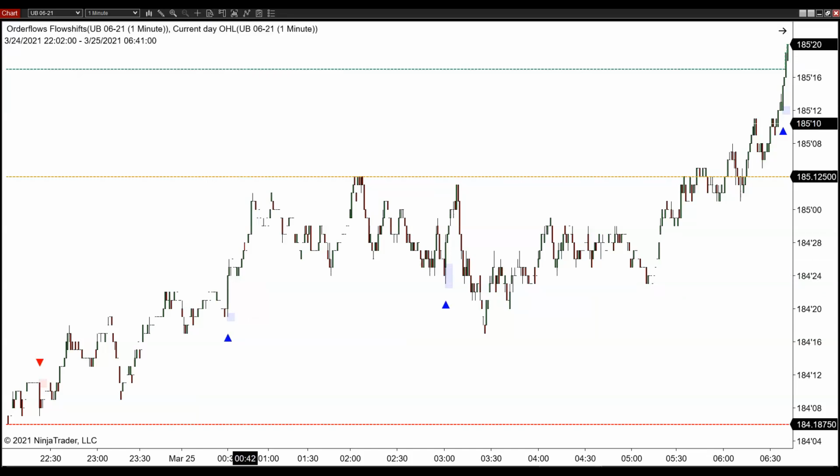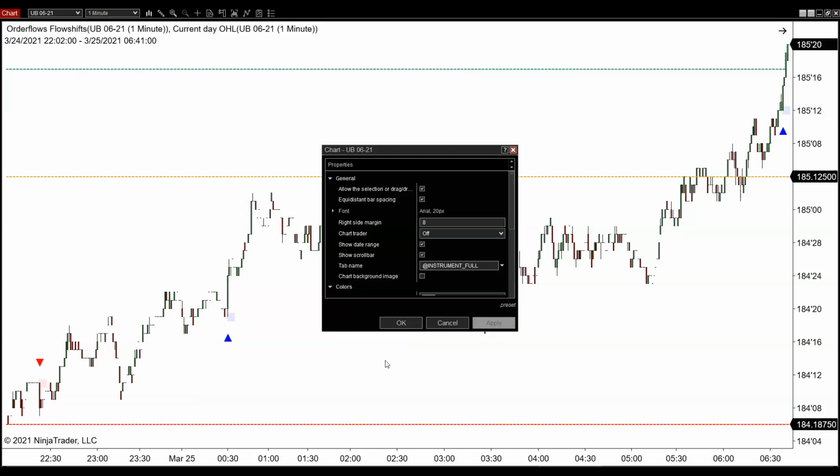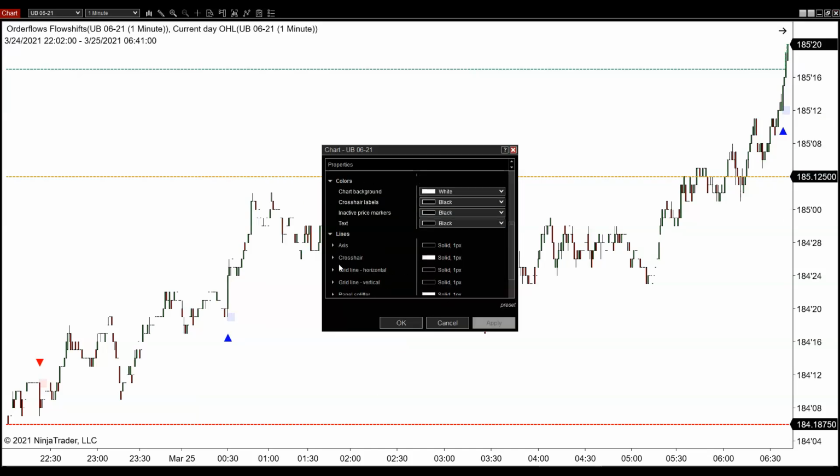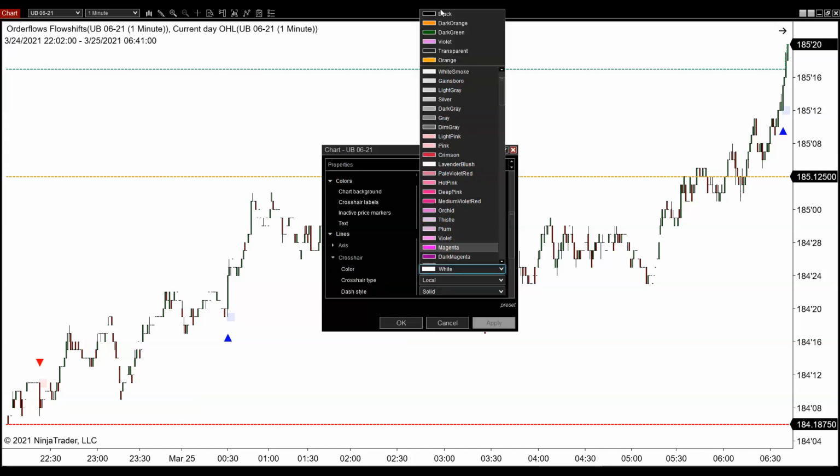right? The crosshairs is a different color here. Change you to black.